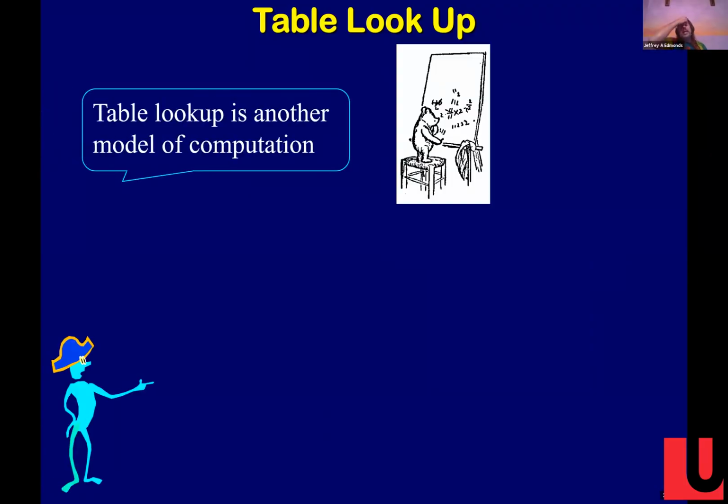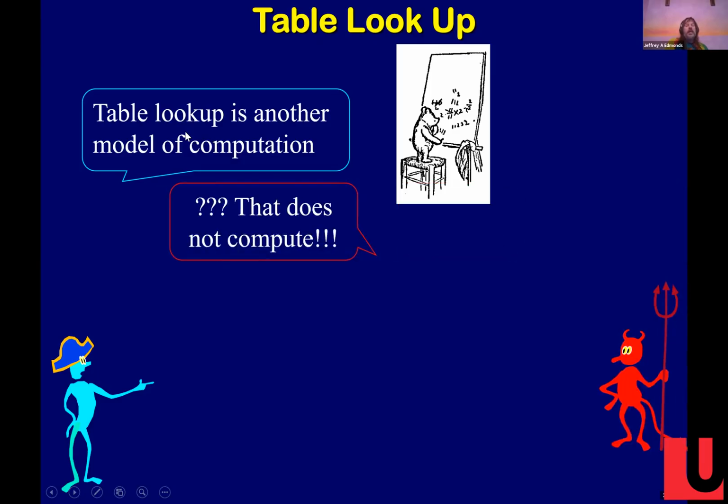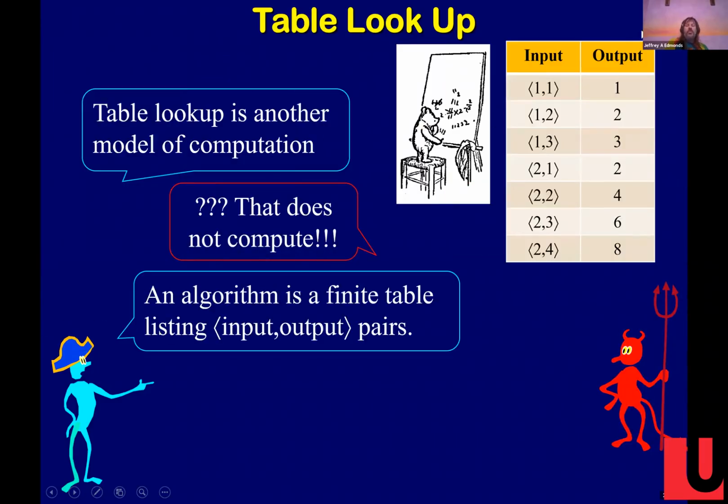Here's the idea of table lookup. I think these slides were cut out of 2001, so you've seen them, but I think it's good anyway. We're saying, here's a model of computation called table lookup. It doesn't seem like a good model, but what is the model? We have a table, and the algorithm is a finite table that lists input-output pairs.